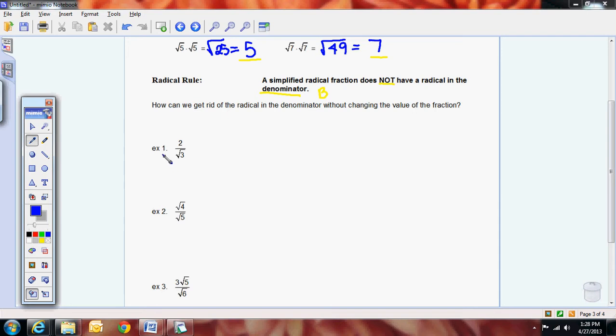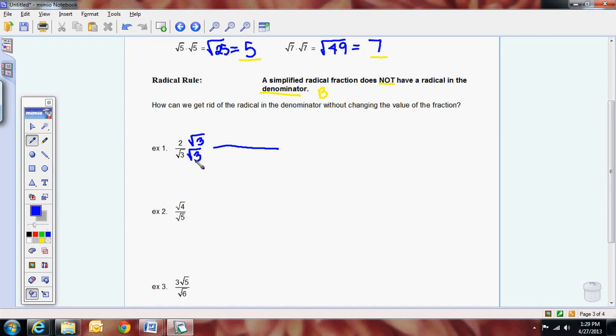So for example, number 1, I've got a fraction, and I've got a radical in the bottom, and I don't want that. So what you can do to cancel it out in the bottom, we can just multiply it by the square root of 3. But remember, math is fair, so whatever you do on the bottom, you got to do on the top. So we're going to multiply the top by the square root of 3 as well. So let's see what we come out with when I do that.